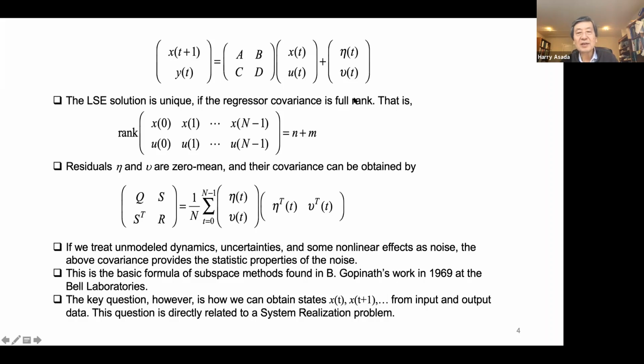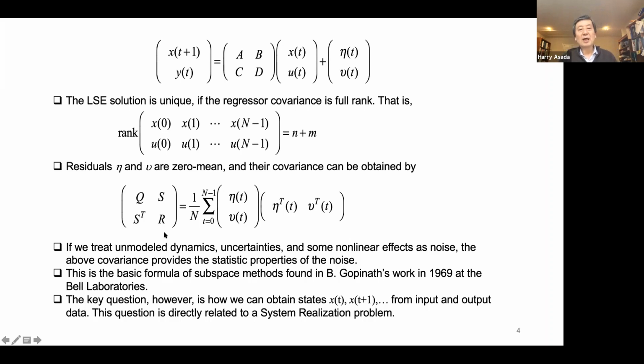Now, another interesting point is that this residue, we left this one aside, but if you collect these and do this kind of computation, eta, nu, eta transpose, nu transpose, put in this one, you get good statistics that can be used for Kalman filters: the process noise covariance, the measurement noise covariance, and the cross coupling between the two, the S matrix too.